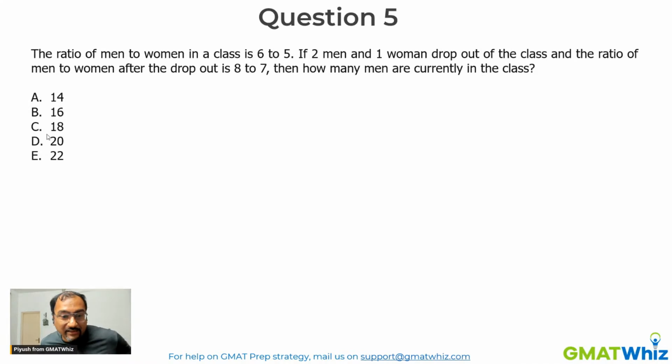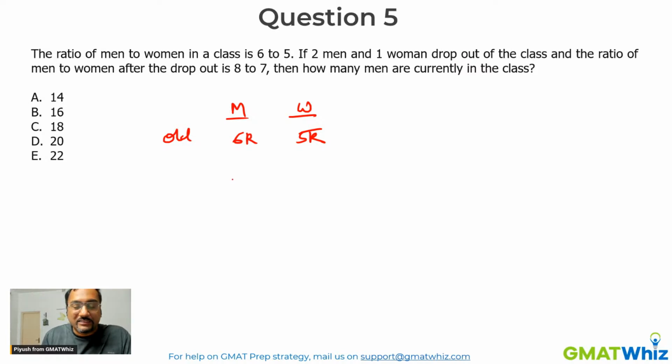Now, this is a very straightforward question on ratios. I'll not take too long to go about this. So it says the ratio of men to women in a class is 6 to 5. So men to women, the old ratio is 6 to 5. So I can write it as 6K and 5K. If 2 men and 1 woman drop out of the class, that means the new number of students is going to be 6K minus 2 and 5K minus 1. The ratio after the dropout is 8 is to 7.